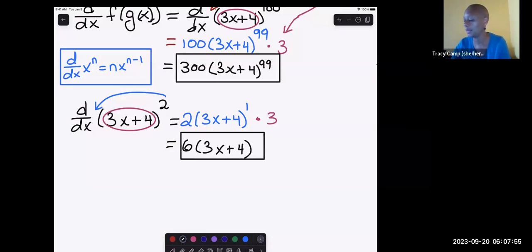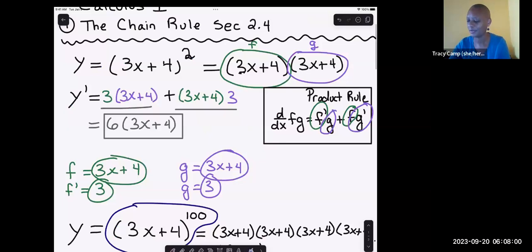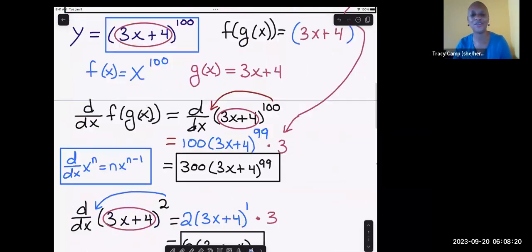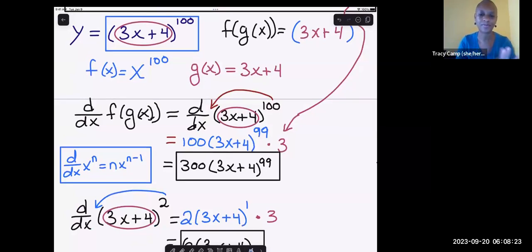And notice it's the same thing we got when we used the product rule right here, which is why I wanted to leave it in this form, just to be able to recognize that it's the same thing. And if I were to use the chain rule on the function that we did before, 3x plus 4 raised to the power of 100, I would end up with 300 times 3x plus 4 quantity raised to the power of 99. So really cool, this chain rule. It can save you a ton of time.